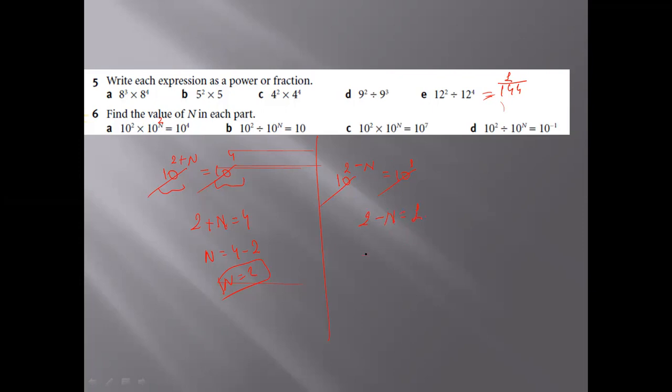Okay, so minus n is equal to 1 minus 2, because we have plus 2 and that goes to the other side, the right side, and the sign is automatically changed. And minus n is equal to minus 1. From here we can divide by minus 1, because we need just plus n. Minus divided by minus is plus, and n is equal to plus 1.